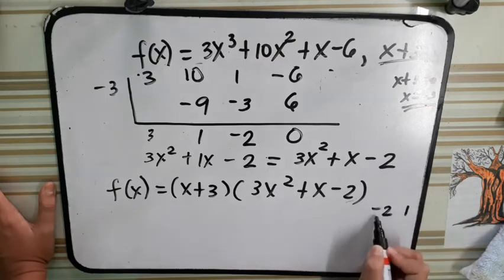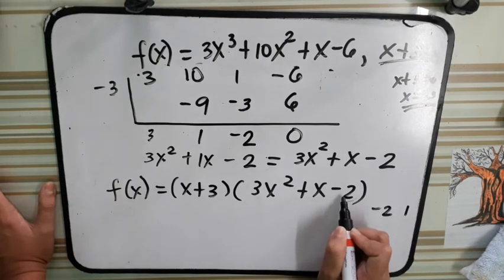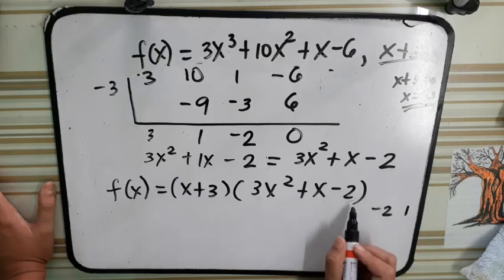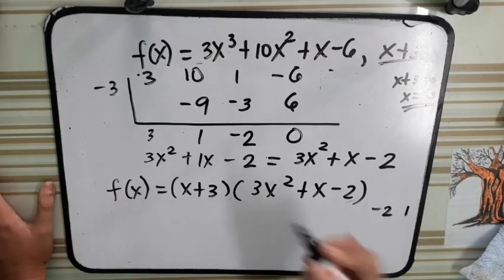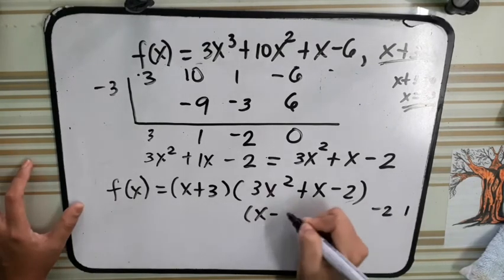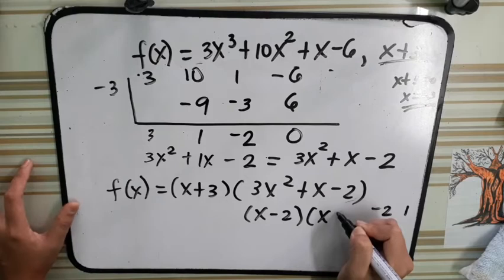And 1. So, -2 times 1 is -2. Now, -2 plus 3 is equal to +1. So, our factor is equal to x minus 2 times x plus 1.